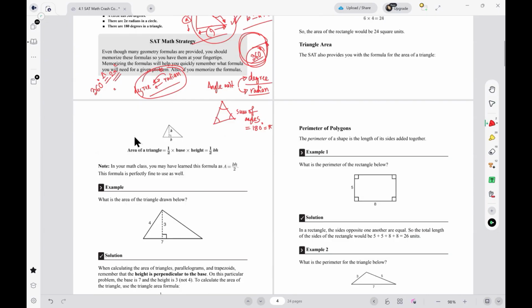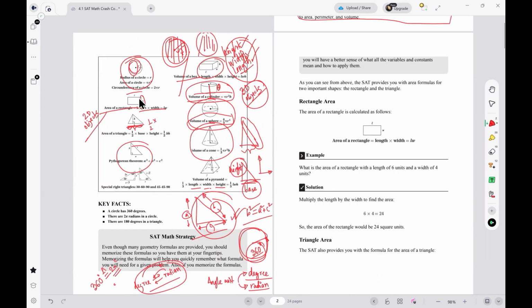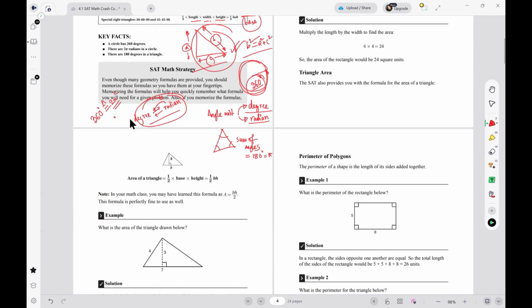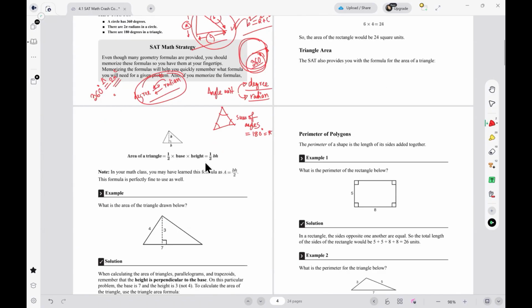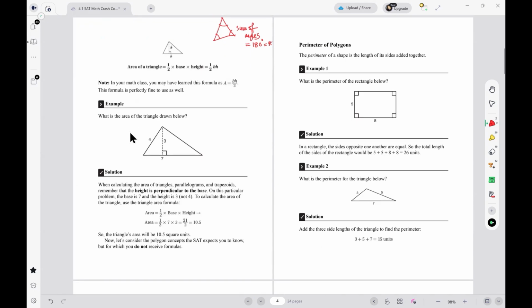We know the area of a triangle because we have already covered it here. In your math class, you have learned this formula as A equals BH by 2. This formula is perfectly fine to use as well. What is the area of the triangle drawn below? Just give me a moment.